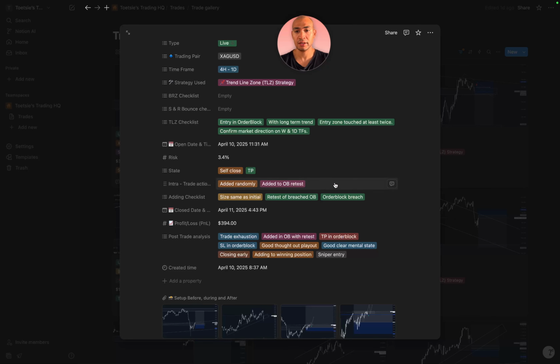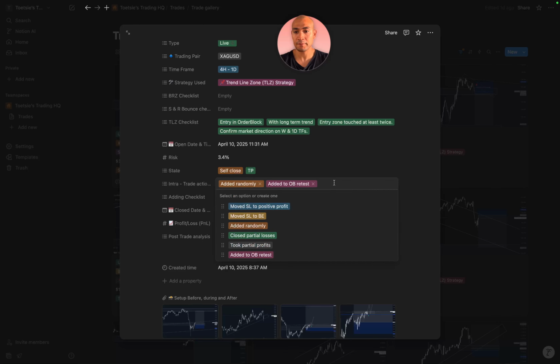Intra-trade action, and this is why we journal. You need to be so honest with yourself. So yes, I did move. I did add randomly.